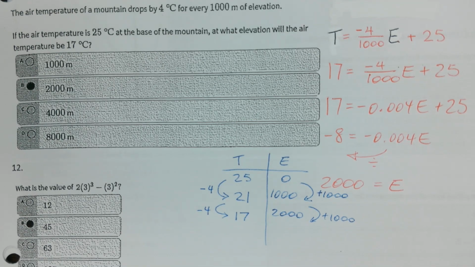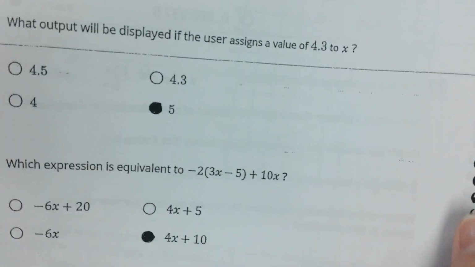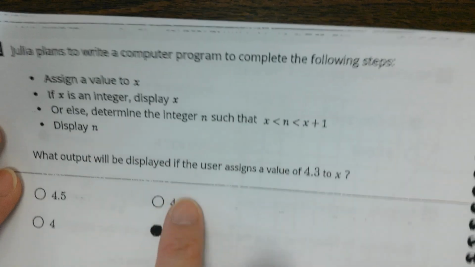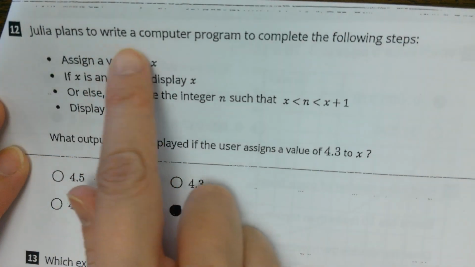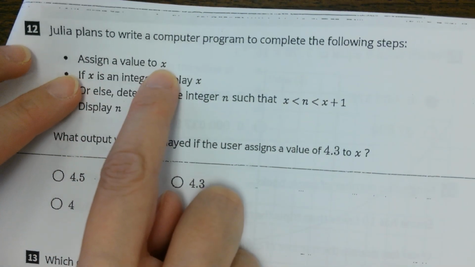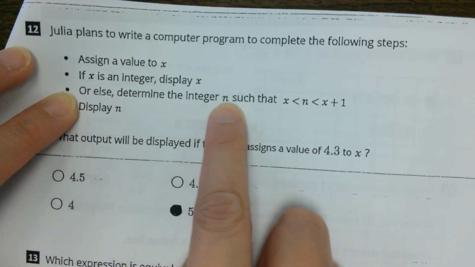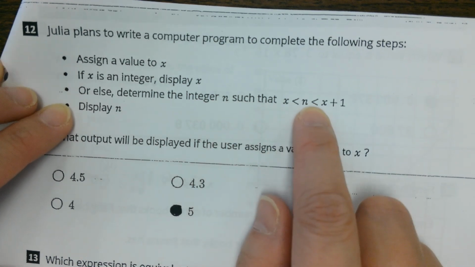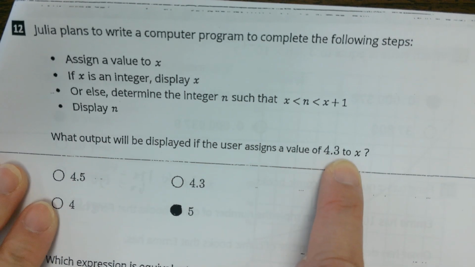Okay. Next, Sean, you had a question. On page 24, question 12. Julia plans to write a computer program to complete the following steps. Assign a value to x. If x is an integer, display x. Everything else, determine the integer n such that it's between those. Display n. What output would be displayed if the user assigned a value of 4.3?